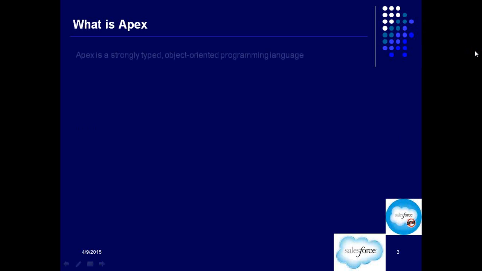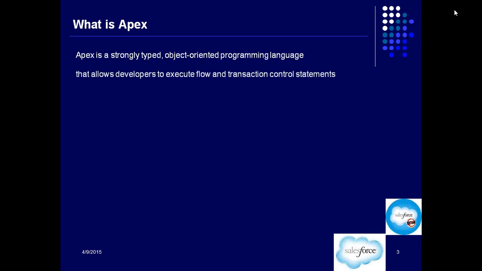So what is Apex? Apex is a strongly typed object-oriented programming language. So for people who do not understand what is strongly typed, what is object-oriented, don't worry. Just consider it to be a programming language, as simple as that, that allows developers to execute flow and transaction control statements.